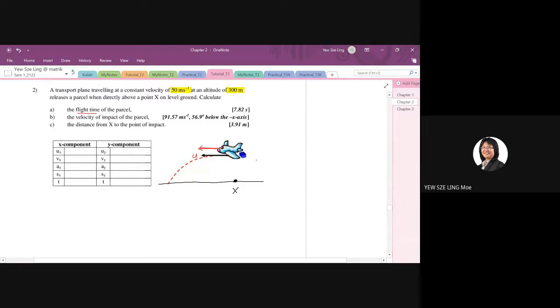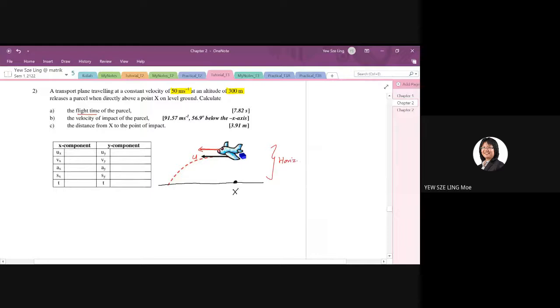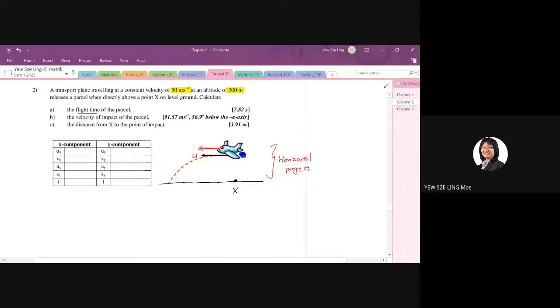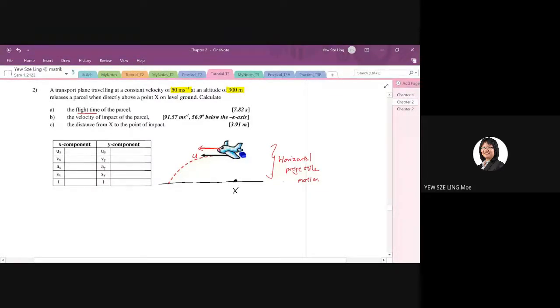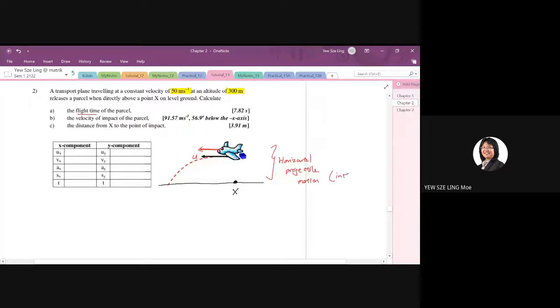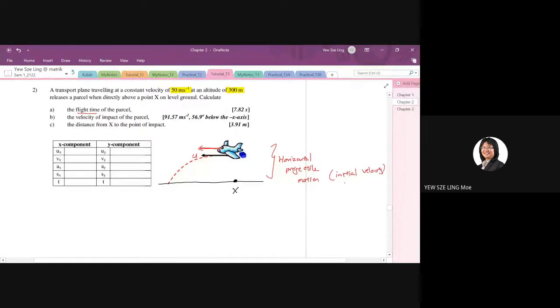And again, if you look at the diagram, obviously this belongs to horizontal projectile motion. In horizontal projectile motion, the important thing is the initial velocity. What happens to the initial velocity? u is always equal to ux, and uy is always equal to 0. So this is the thing that you need to keep in mind.